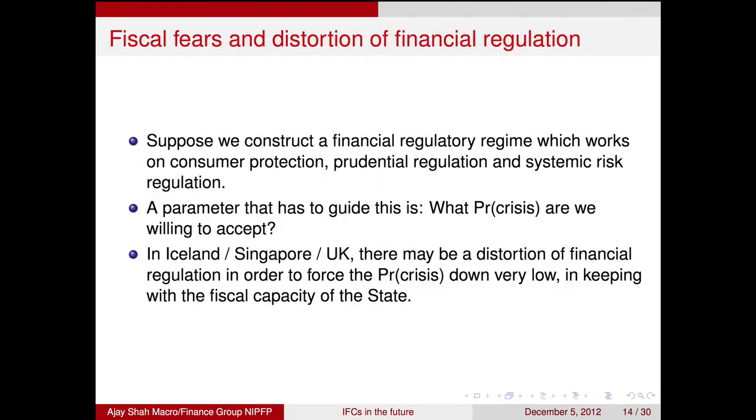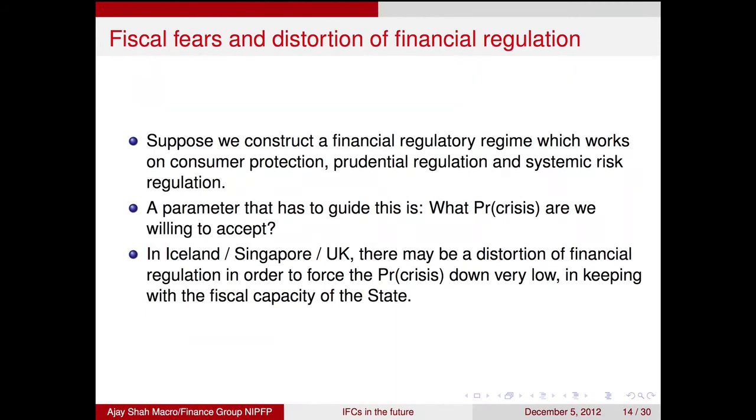I want to push this argument further. Suppose you construct a financial regulatory system and you're doing the mainline stuff of the three pillars of financial regulation, which is consumer protection and prudential regulation and systemic risk. Now, every country has to ask itself, what is the probability of a crisis that I am willing to accept? So suppose you're doing this in Iceland, or suppose you're doing this in Singapore. A reasonable man would say, I need to be very, very, very cautious because my fiscal capacity to absorb a crisis is roughly zero. Because Iceland and Singapore are small countries and cannot really backstop a significant financial system. That would potentially give an incentive to distort financial regulation in order to force the probability of crisis to be very, very low.